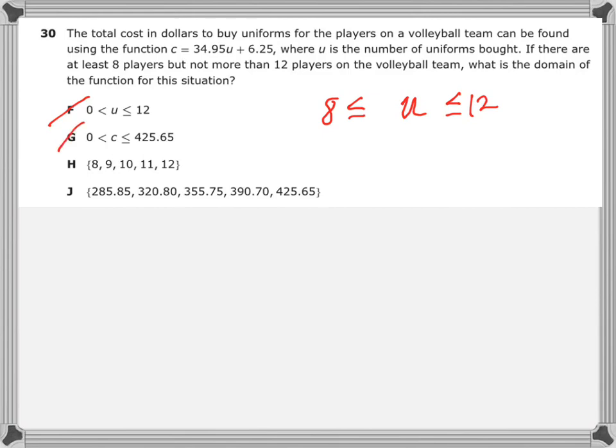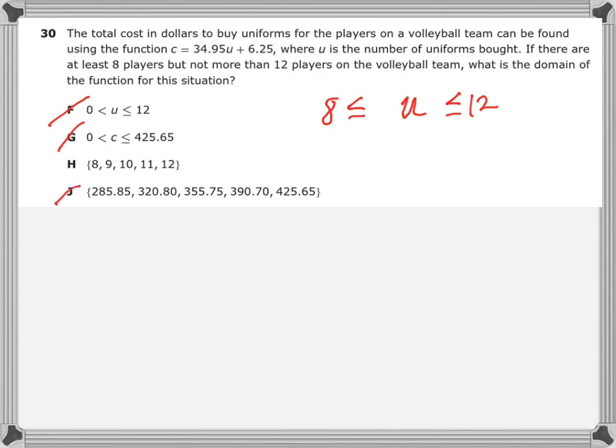Okay, so here we have roster notation for H and J. J is looking more like cost, so go ahead and rule it out. So we have 285.85. We definitely can't buy part of a uniform. All these parts of the decimal, we know that's not our correct domain.